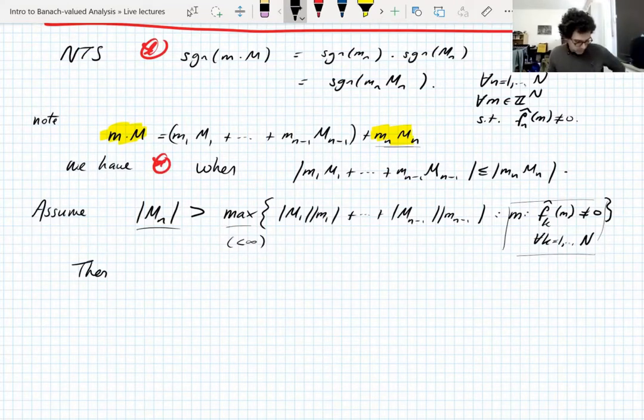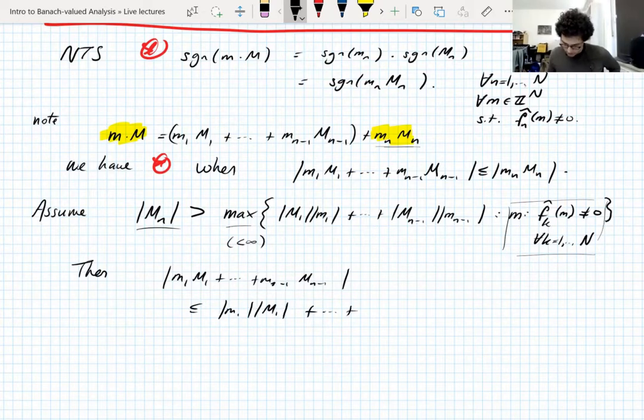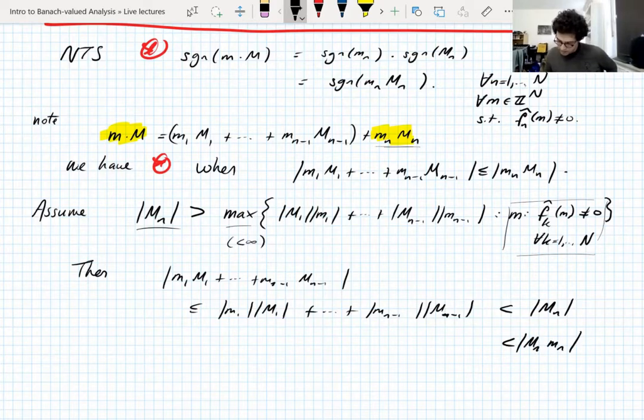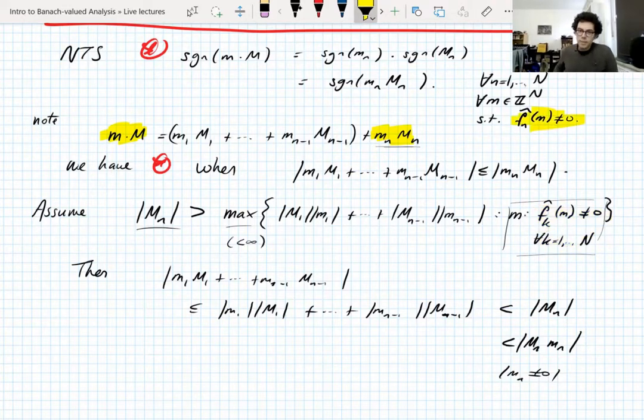Under this assumption, we will have that the thing we need to bound is less than or equal to, by the triangle inequality, just chuck all of the absolute values inside. And that will be less than the absolute value of M_n, and that's less than the absolute value of M_n times capital M_n, because M sub n is non-zero and an integer. Because F sub n has mean zero in the nth variable. So all of the M sub n's that would break this actually don't contribute. So everything works.